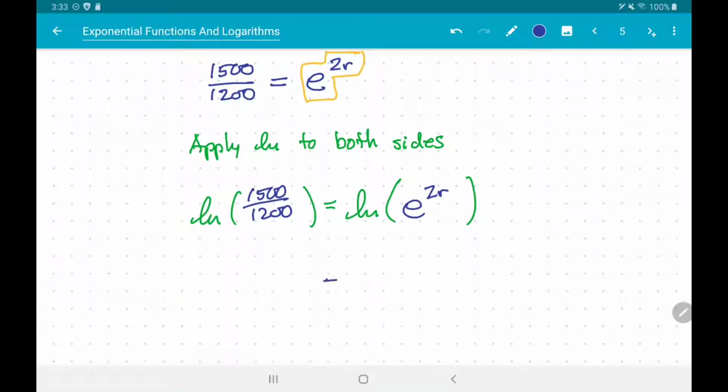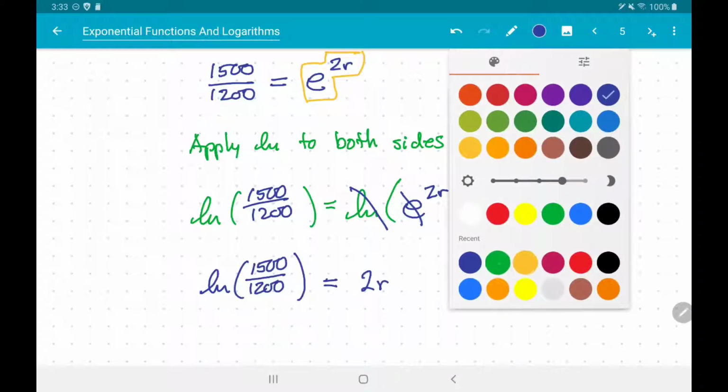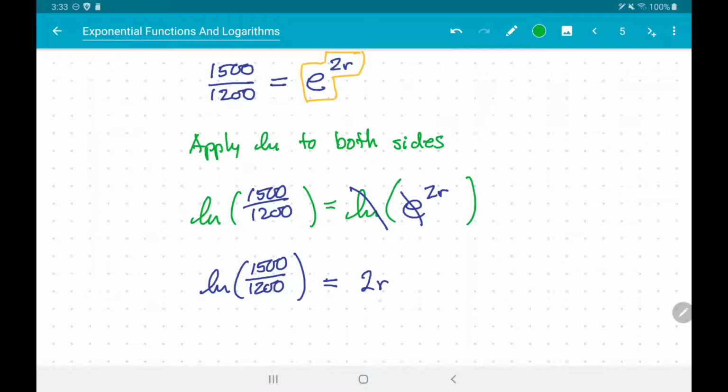Now the point of that is that ln undoes e to a power and leaves just the exponent. So the right-hand side will simplify to just 2r. The left I will leave as ln of 1500 divided by 1200. Okay, at this stage, r is out of the exponent, and there's one last operation to undo. That's this multiplication by 2. So I need to divide by 2.